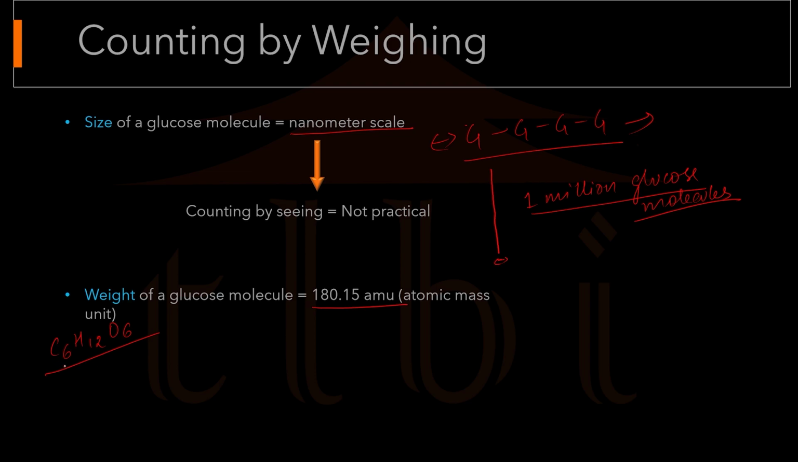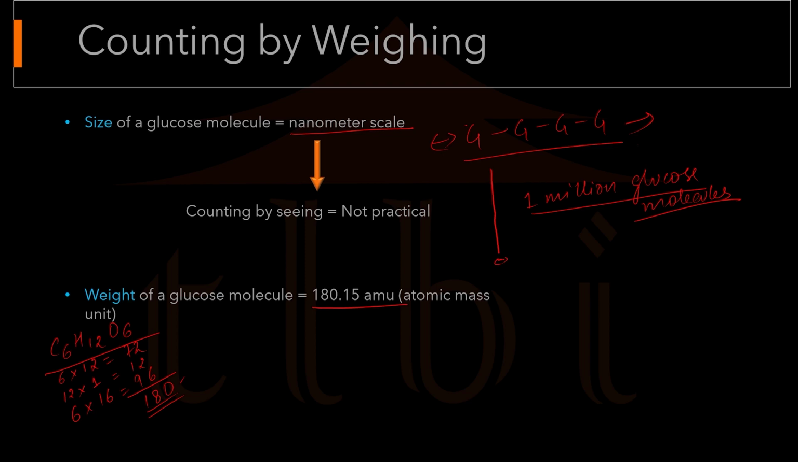You have 6 atoms of carbon. Carbon has an atomic weight of 12. 12 hydrogen atoms, each with 1, and 6 oxygen atoms, each with 16, right? So this is 72, this is 12, and this is 96. Total will be 180. Now this is an approximation, not exact, but it will get you in the ballpark.